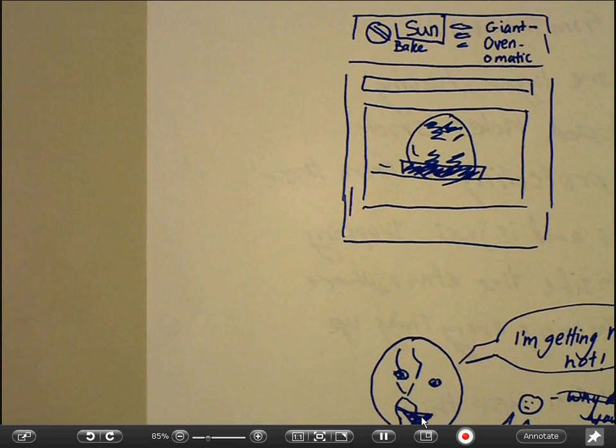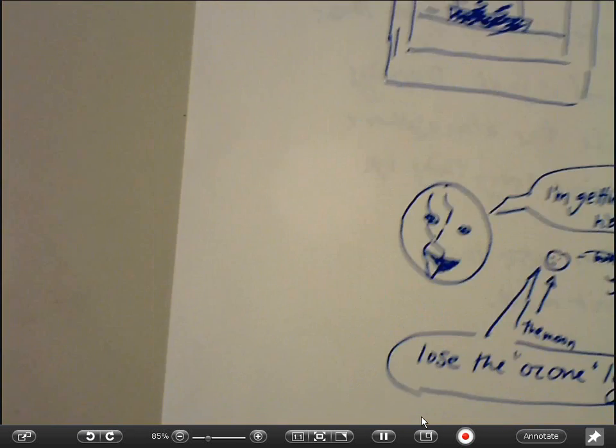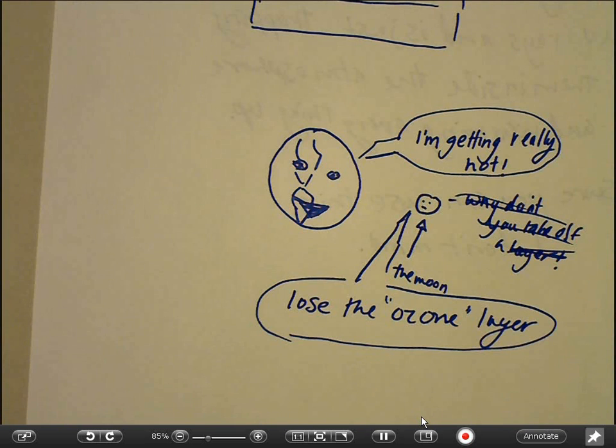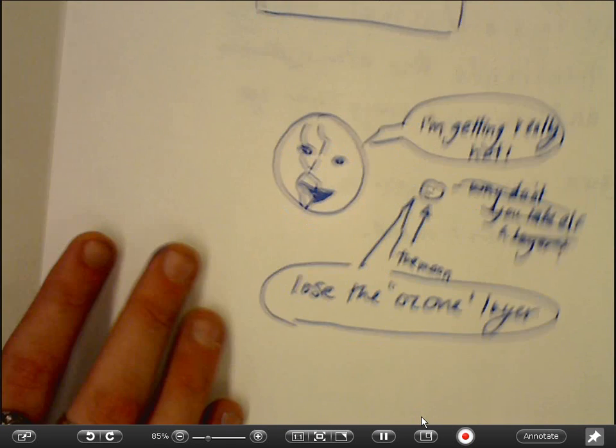So yeah, I drew a giant nomadic, and it's the sun, the Earth's getting cooked, and then I do this. It's the Earth talking to the moon, saying, "I'm getting really hot," and the moon's like, "Lose the ozone layer." My hero.